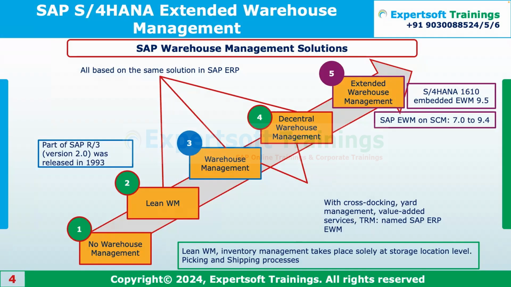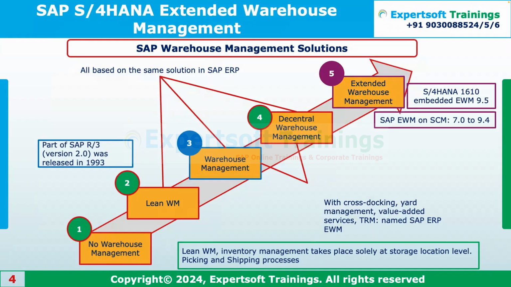They introduced a decentralized warehouse management solution. Then they also introduced extended warehouse management solution. Here you have two parts of extended warehouse management: one is on SCM, another is EWM. The EWM on SCM is a separate product. Initially this product was meant for SCM. All your older versions like 5.0 or 7.0, I guess nobody is using them. So 7.0 to 9.4, all your older EWM versions were on SCM.